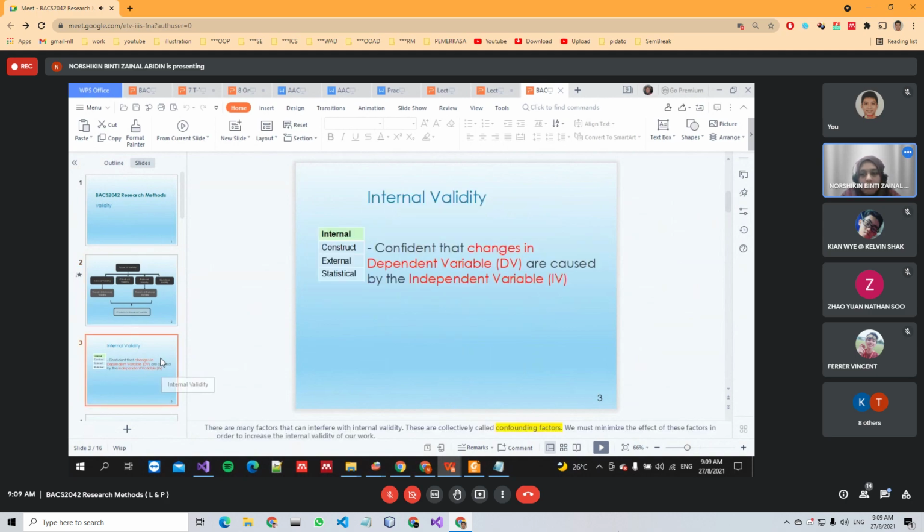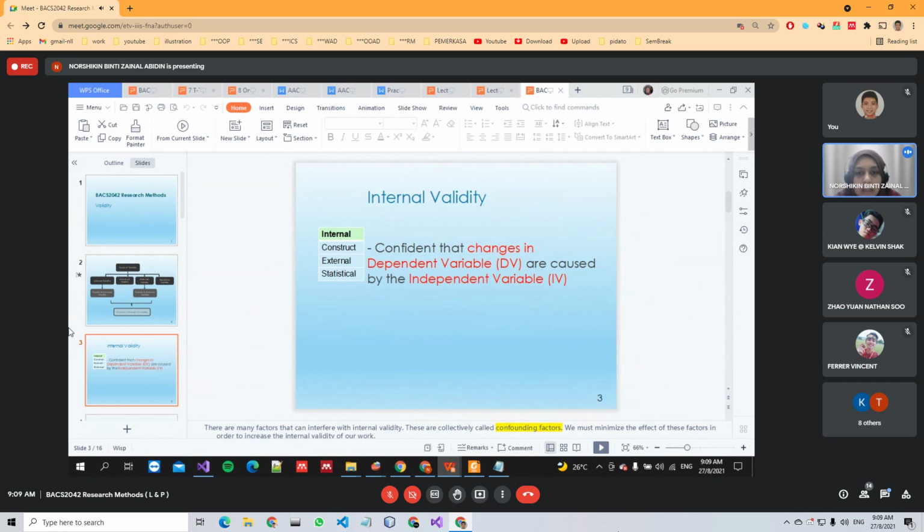We will go into each of these validities. The first one is internal validity. Internal validity is the extent to which our observed result represents the truth in the population that we are studying. That means the level to which the observed result that we get represents the truth from the population that we are studying.